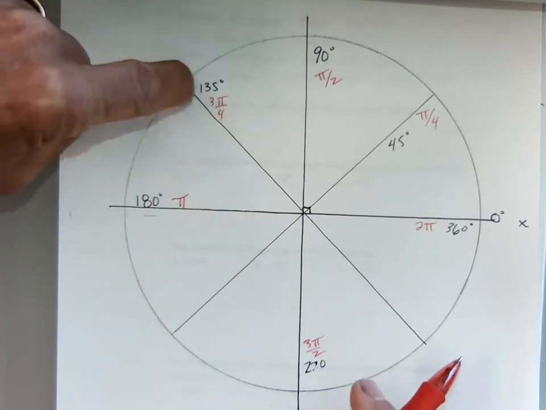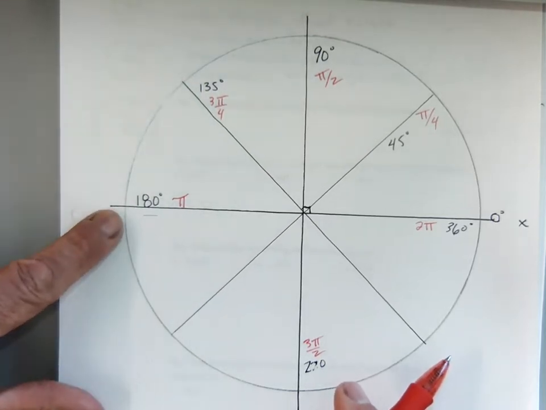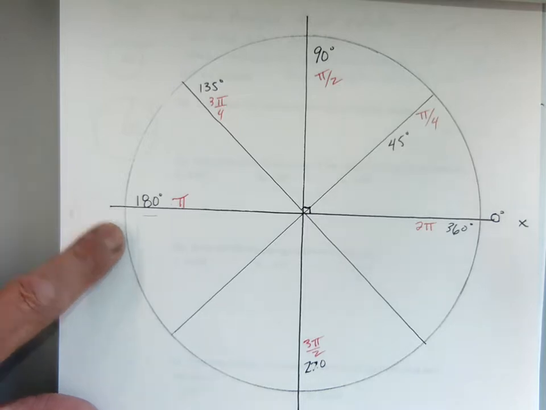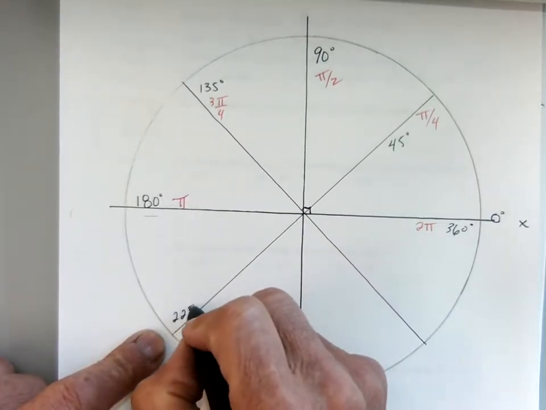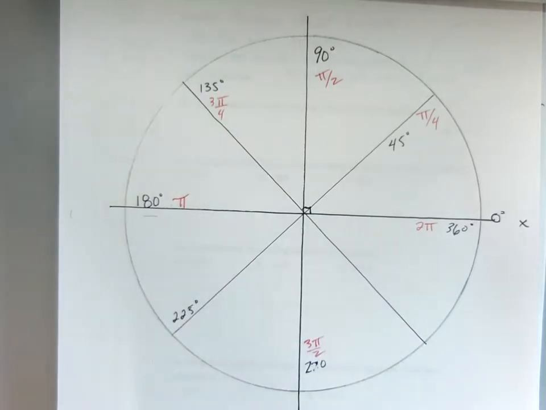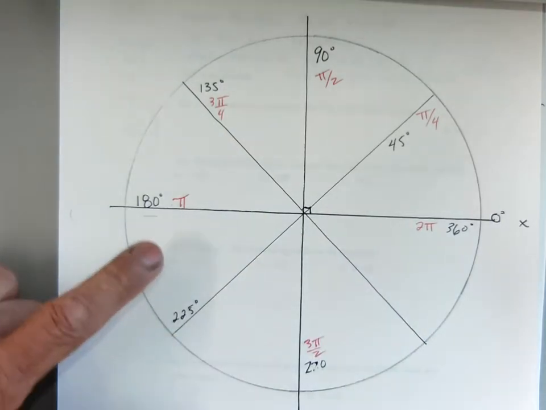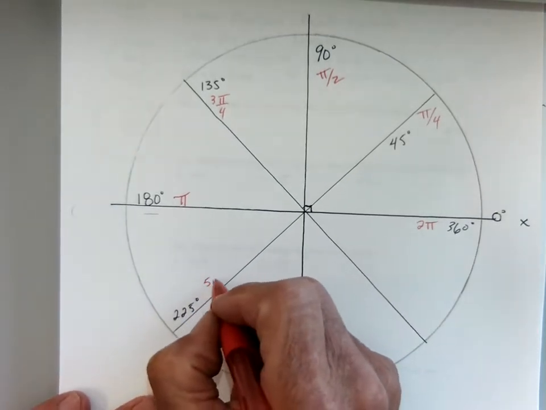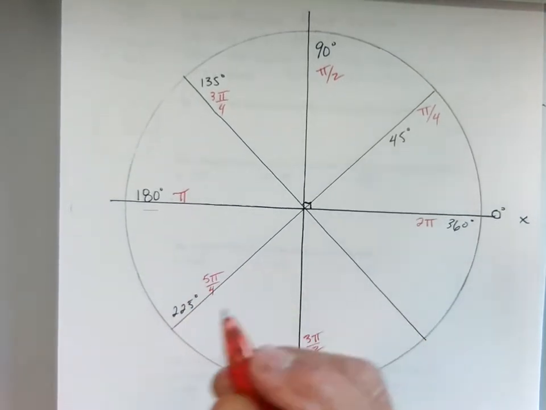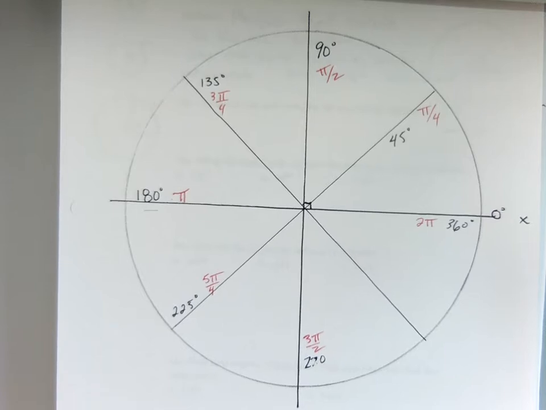Now this 135, 180, if I add 45 to 180, I think I get 225 degrees. So in degrees, this is a 225 degree angle. And then as far as radians, it's going to be 5 pi fourths radians, okay? So it has one angle, two different names, okay?